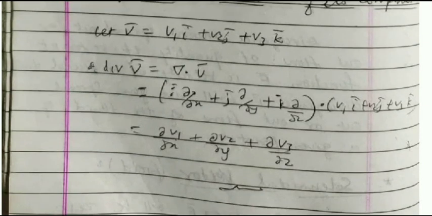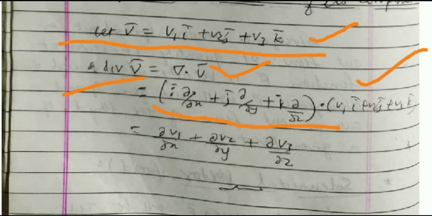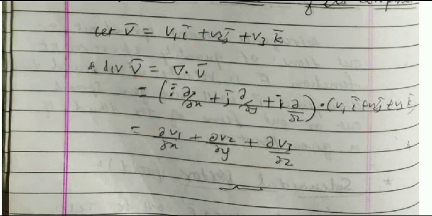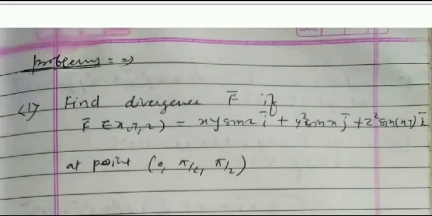Divergence in terms of its components. Let v bar equals v1 i bar plus v2 j bar plus v3 k bar, then divergence of v bar means del dot v bar. The value of del is i bar del by del x plus j bar del by del y plus k bar del by del z, dot v1 i plus v2 j plus v3 k. After taking the dot product of these two vectors, we finally get del v1 upon del x, del v2 upon del y and del v3 upon del z. That means divergence is a scalar quantity.